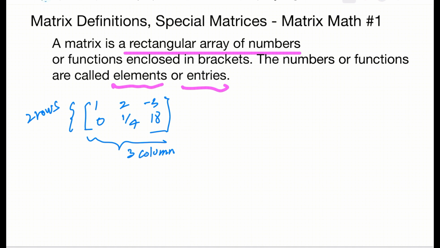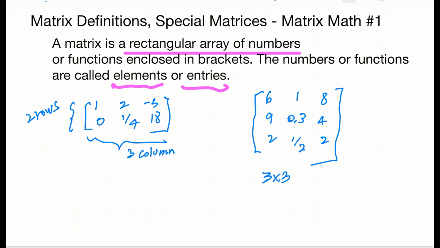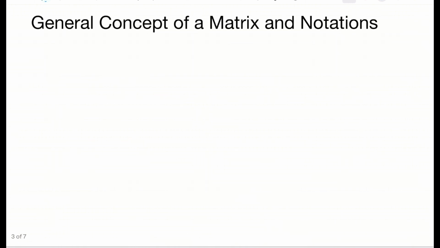Now, if we want to write a little different matrix, we can make a whole bunch of these. 6, 9, 2, 1, 0.3, 1/2, 8, 4, 2. Okay, now this one is going to be a 3 by 3 matrix. 3 rows, 1, 2, 3, 3 columns, 1, 2, 3. And it's also going to be called a square matrix because the rows and columns are equal. So in theory, they look pretty simple, and once you learn how to do them, they are very useful.